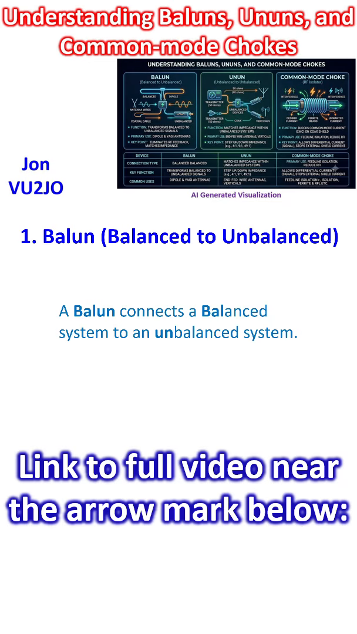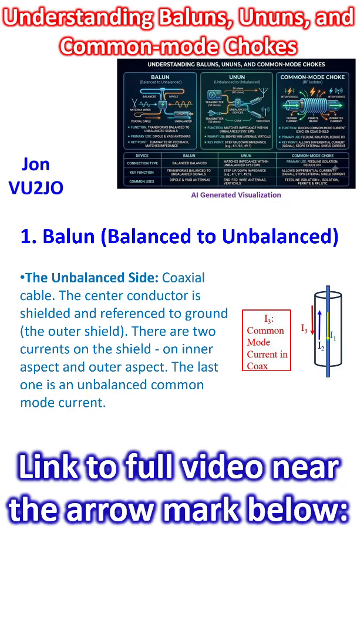Balanced to unbalanced. A balun connects a balanced system to an unbalanced system. The unbalanced side: coaxial cable. The center conductor is shielded and referenced to ground, the outer shield. There are two currents on the shield, on the inner aspect and outer aspect. The last one is an unbalanced common mode current.